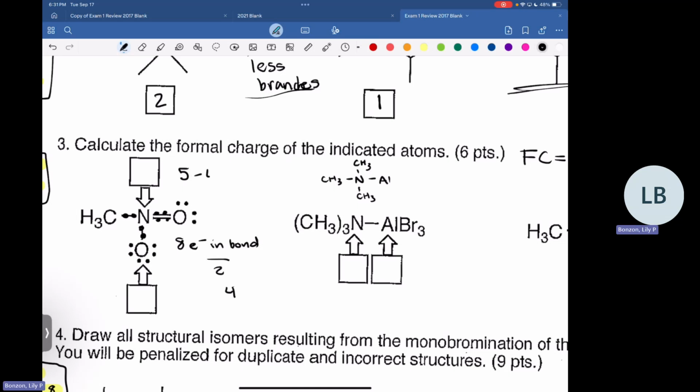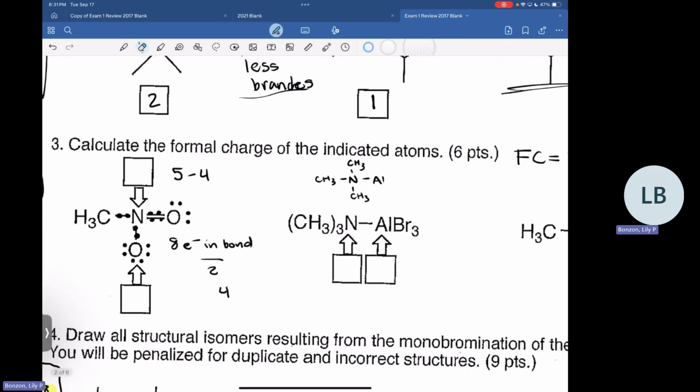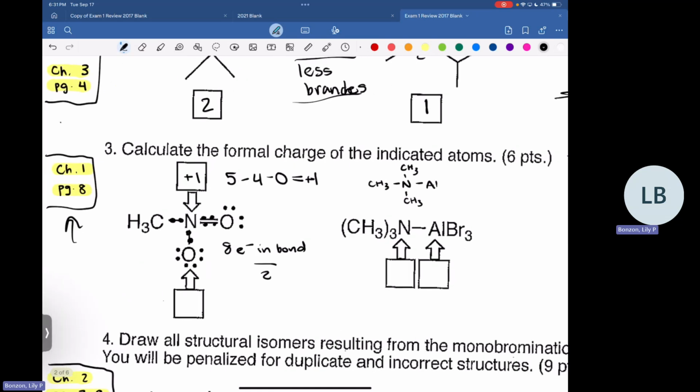So we're going to subtract that from 5. And this nitrogen does not have any lone pairs, so we just have a 0 there. So this is going to be 1. So that's going to give us a positive 1 charge. You can put positive 1 in the box. I think you'd be fine if you just put positive or if you just put 1. But I always like to just be extra safe and do positive 1.